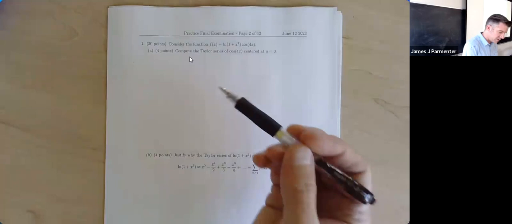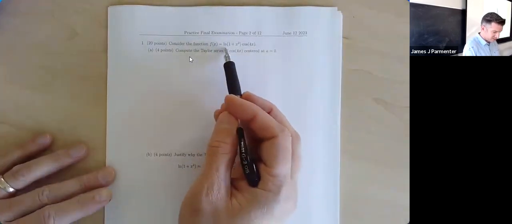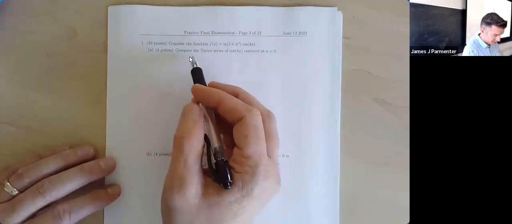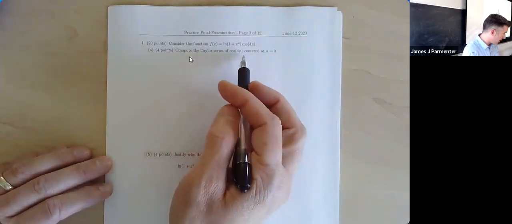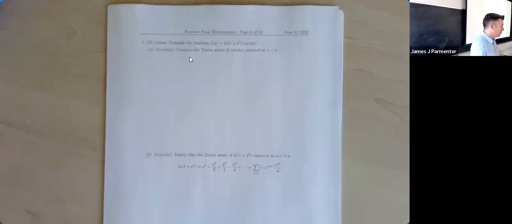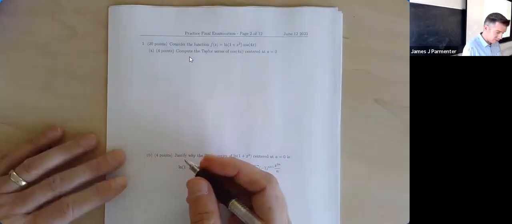So this first one says, consider the function f of x equal to the natural log of 1 plus x squared times cosine of 4x. And the first part is compute the Taylor series of just cosine of 4x, right? So definitely be careful reading this. I could see not paying attention to the question very carefully and just seeing, oh, here's the function, do it for that. So read the questions carefully as usual.